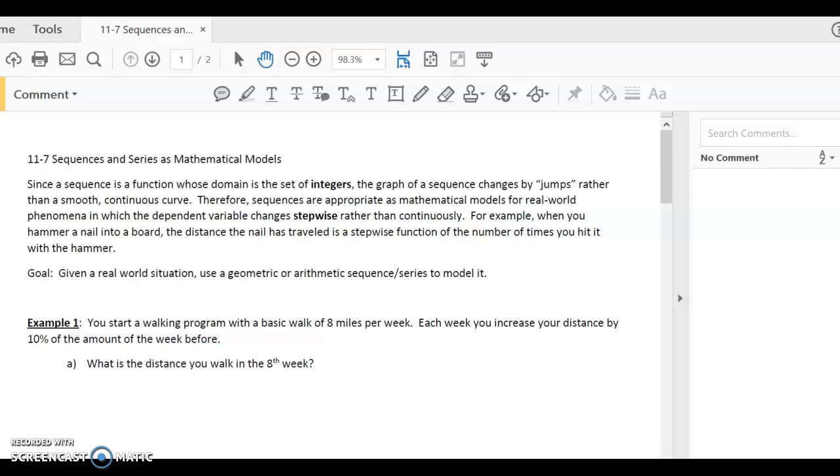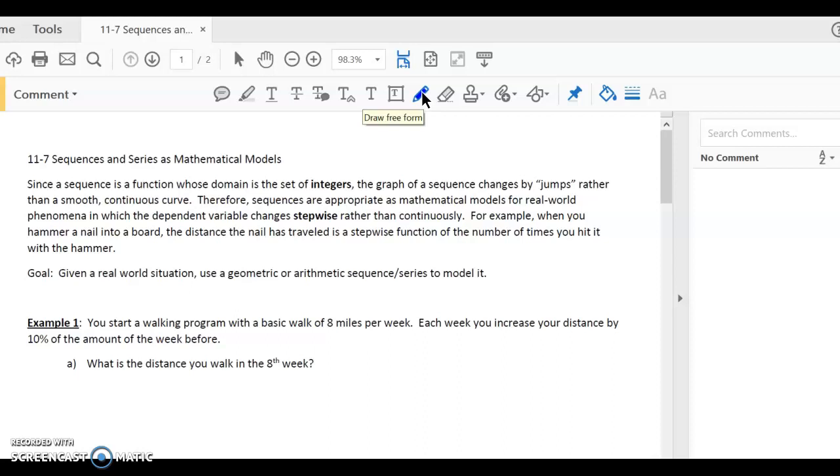Welcome to 11.7 Sequences and Series as Mathematical Models. Since a sequence is a function whose domain is the set of integers, the graph of a sequence changes by jumps rather than a smooth, continuous curve. Therefore, sequences are appropriate as mathematical models for real-world phenomena in which the dependent variable changes stepwise rather than continuously.